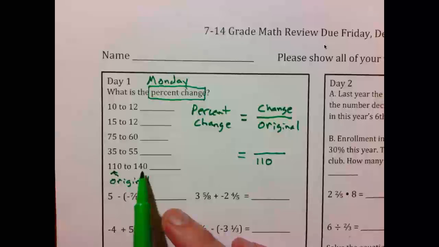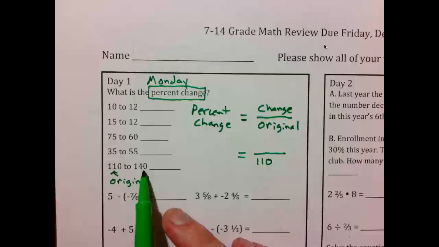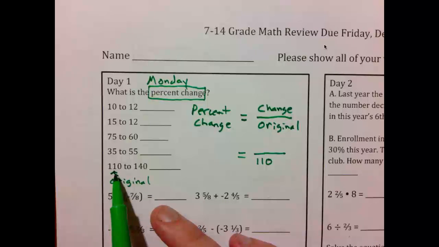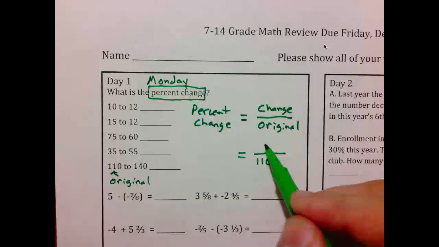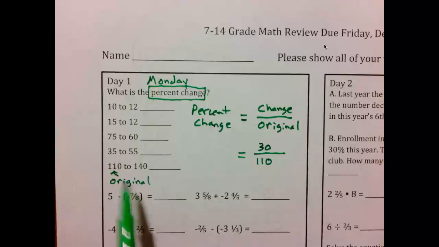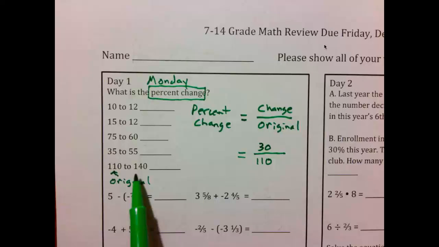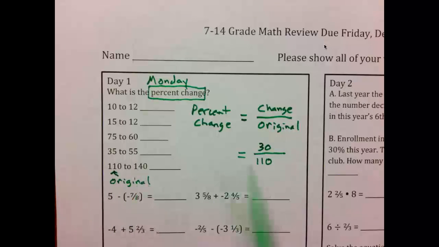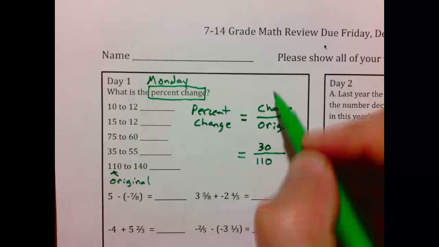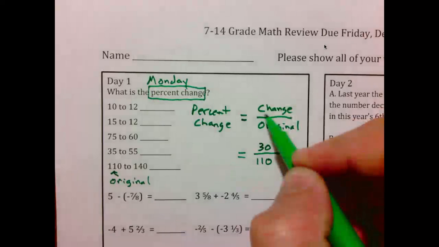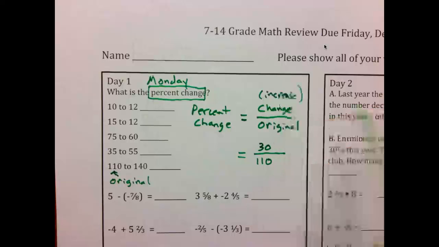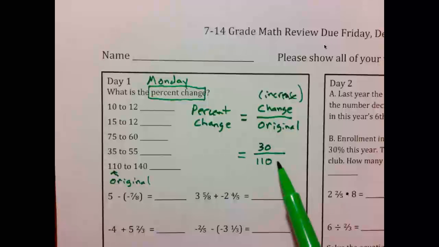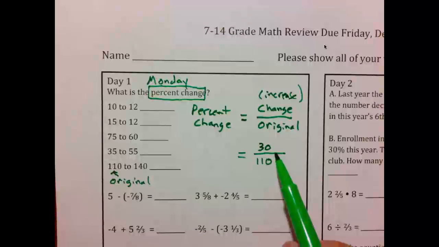So I will subtract 140 minus 110. I'll look at the positive difference. That's 30. Now, since it went from 110 to 140, our change is an increase. So now we can simply find the percent that is 30 over 110.